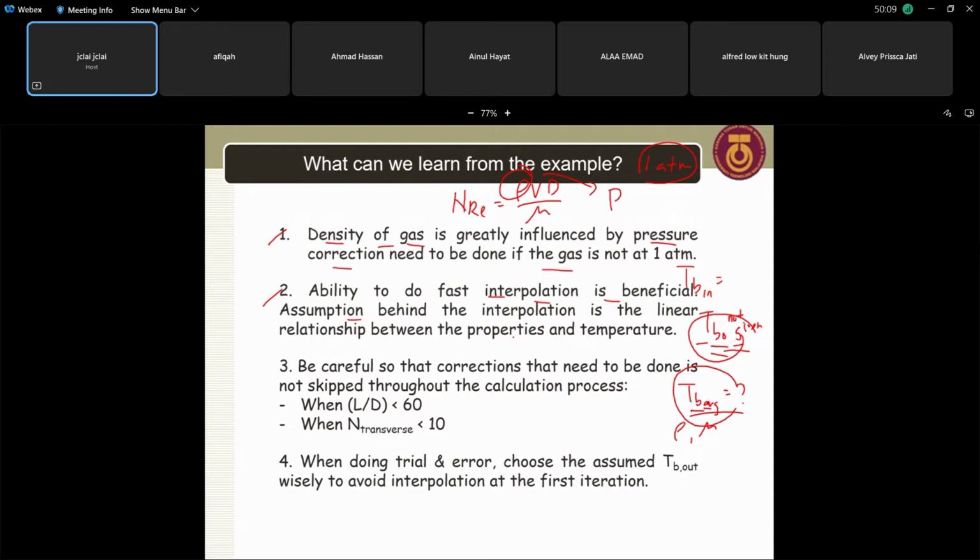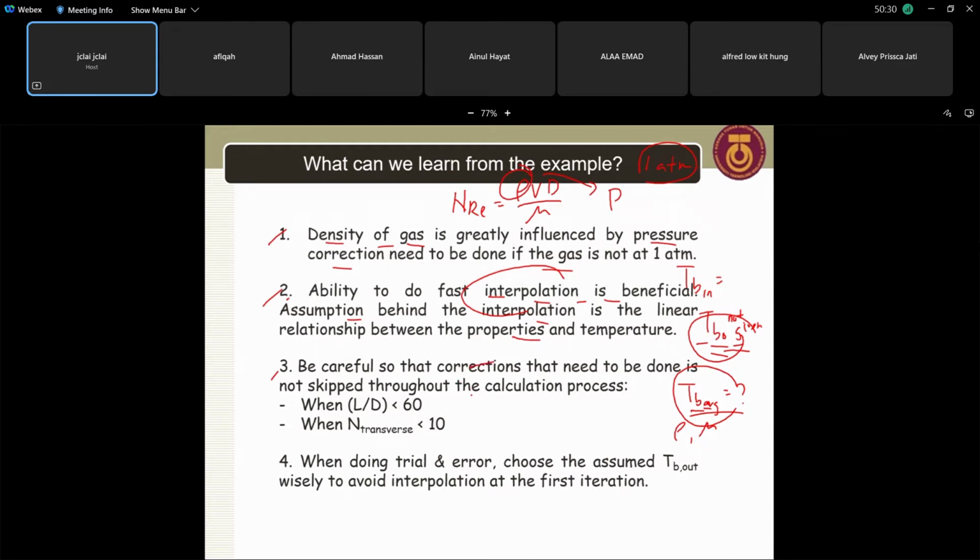Okay, so I hope you catch this point, so that it saves your time. You don't need to spend too much time in doing interpolation. This is a very important point. Then number 3, be careful so that the correction that needs to be done is not skipped, right?